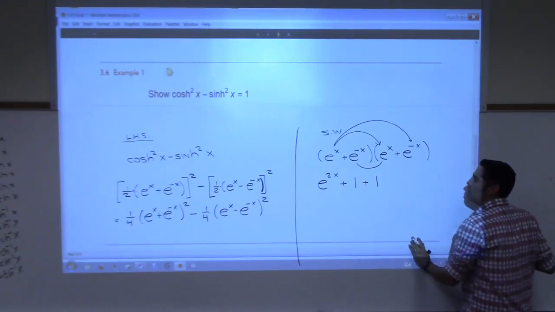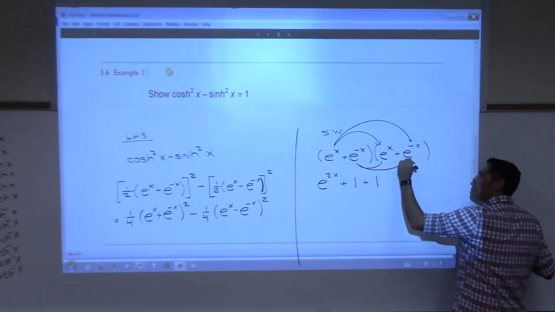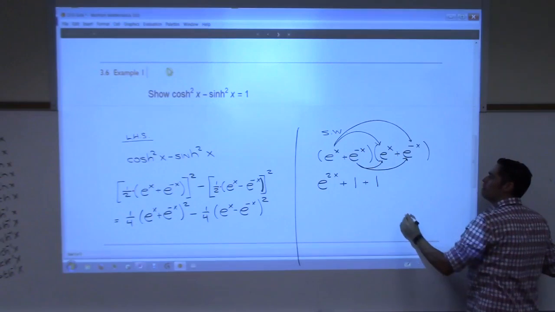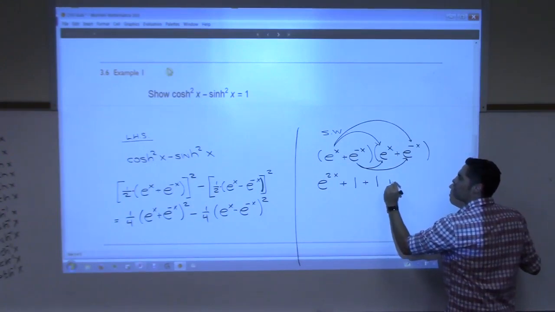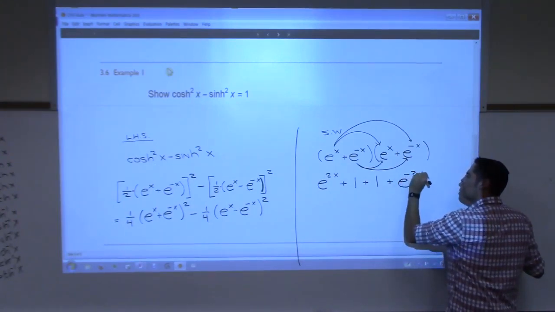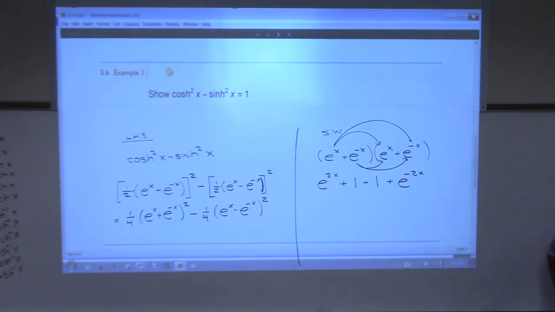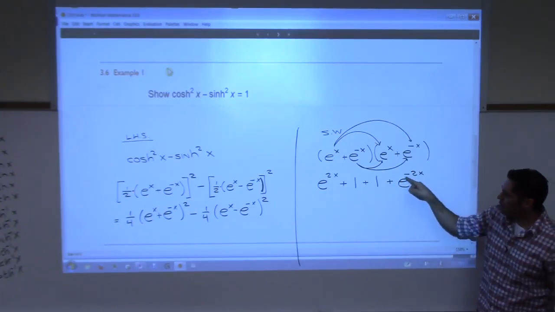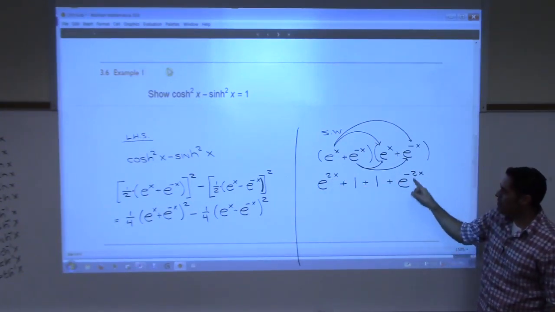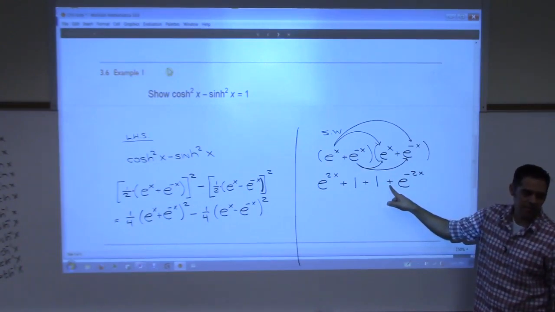And then what about the outer one, like this? E to the negative 2x. So it's plus e to the negative 2x. Same thing. You're adding the exponents. Negative x plus negative x is negative 2x. Pardon? These do not cancel. They would have to have the same exact thing up here, 2x, 2x, and one of these would have to be minus.